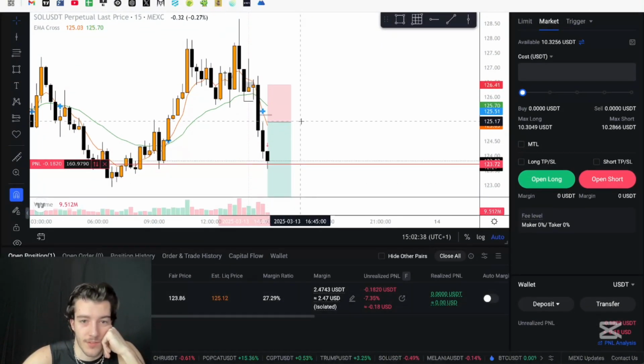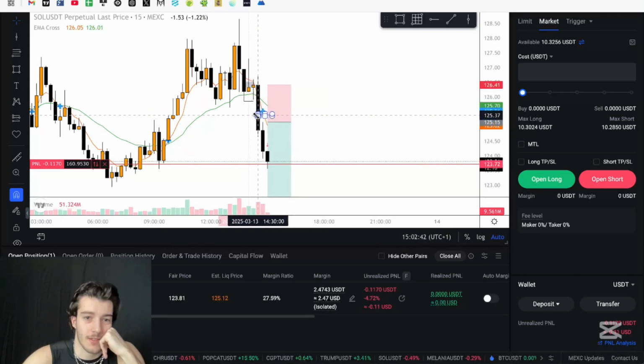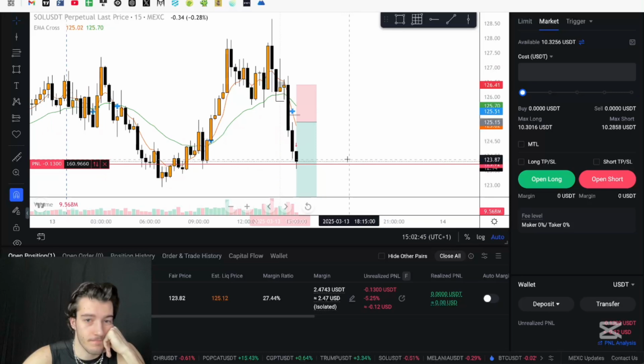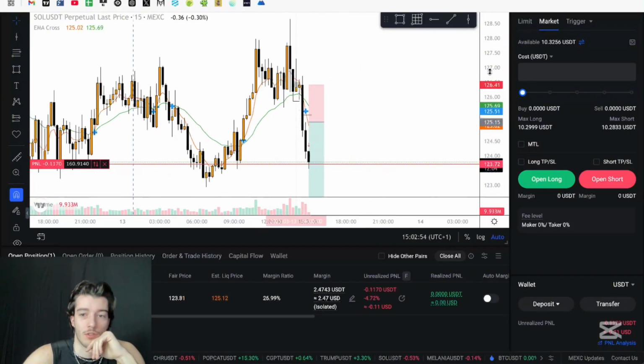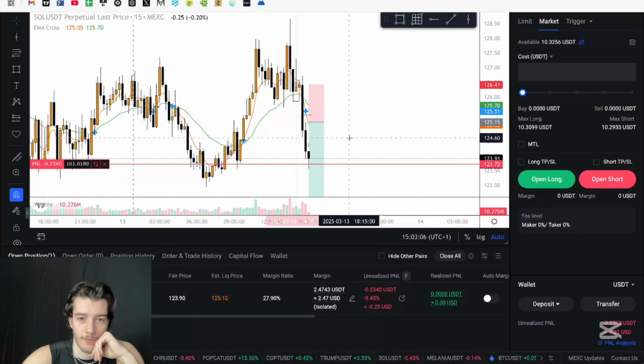Stop loss above this 50-minute high, because if it comes above this 50-minute fair gap, we're just gonna move higher. I do not think we're gonna come back into this 15-minute bearish, because we are way too down now, and usually we just continue this trend to the downside. So yes, the liquidation price is at 125.12. So right here we have our liquidation price.